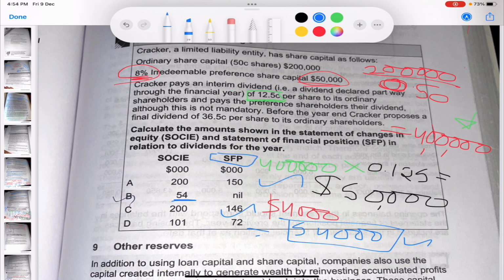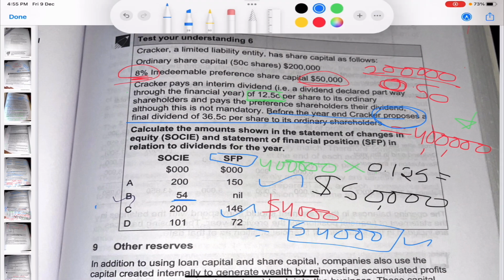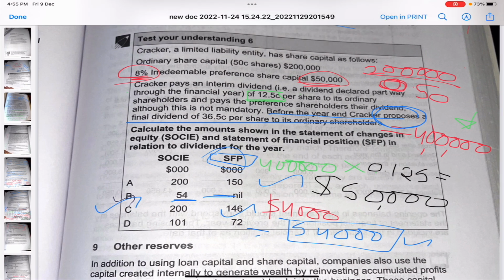Let's see the value in the financial position. Before the year end, Cracker proposes a final dividend. In the question, it is said that Cracker only proposes the final dividend. It is not mentioned whether it has been approved or not. Until and unless the final dividend is approved at the annual general meeting, you cannot disclose it as a liability. So the answer is B, where the financial position will have 0.